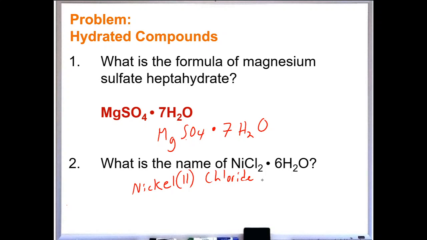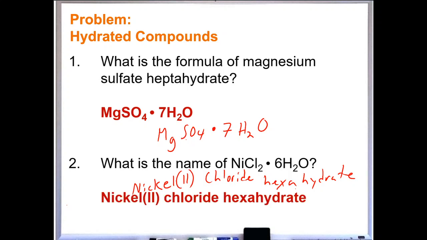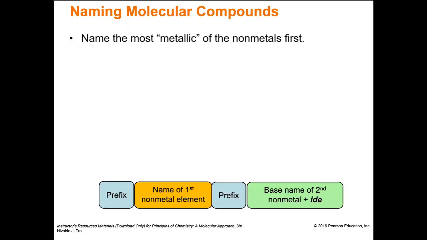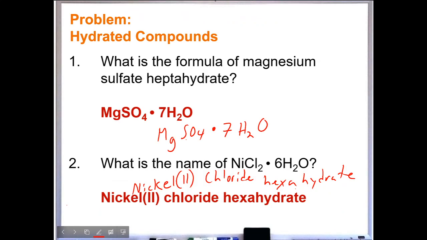And then we have 6, which is hexa. And we'll write hydrate. Okay, check your answer: nickel 2 chloride hexahydrate. So we got it right. Hopefully you're getting these. Hopefully those are not too tough. I'll go back for just a moment in case you needed those answers again.